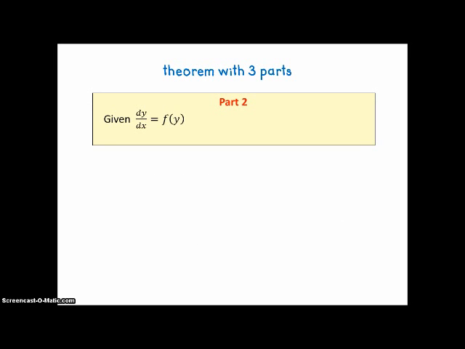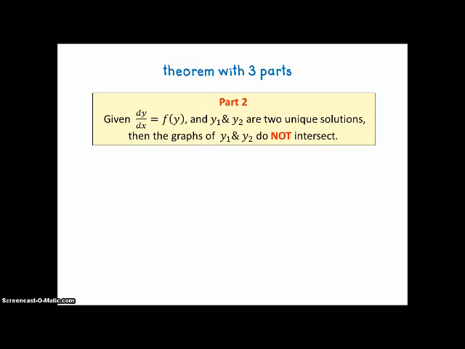Part 2. Given dy/dx equals f of y again, and y1 and y2 are 2 unique solutions, then the graphs of y1 and y2 do not intersect. Now, we're doing all this because it's going to be useful when we look at graphs and solutions in the examples, okay? So why is this true? Why can't 2 solutions intersect?